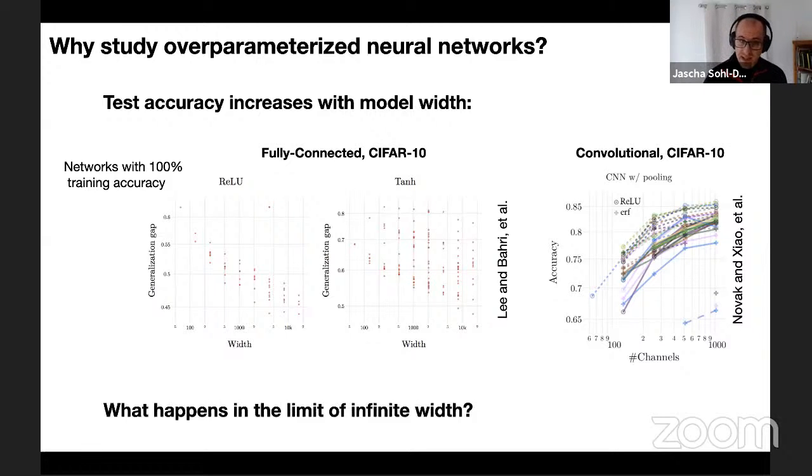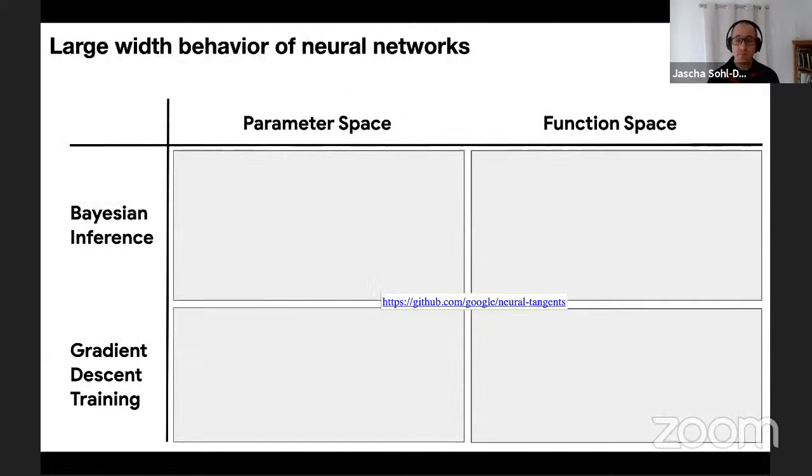So these observations that we seem to do strictly better with increasing width when working with finite width networks perhaps raises the question, what happens in the limit of infinite width? So in this talk, we're going to examine the infinite or large width behavior of neural networks, and we're going to answer some of that question. We're going to do this both for Bayesian neural networks and for networks trained by gradient descent, though for this audience, we'll focus on the Bayesian networks. We are also going to characterize this large width behavior, both in parameter space and function space.